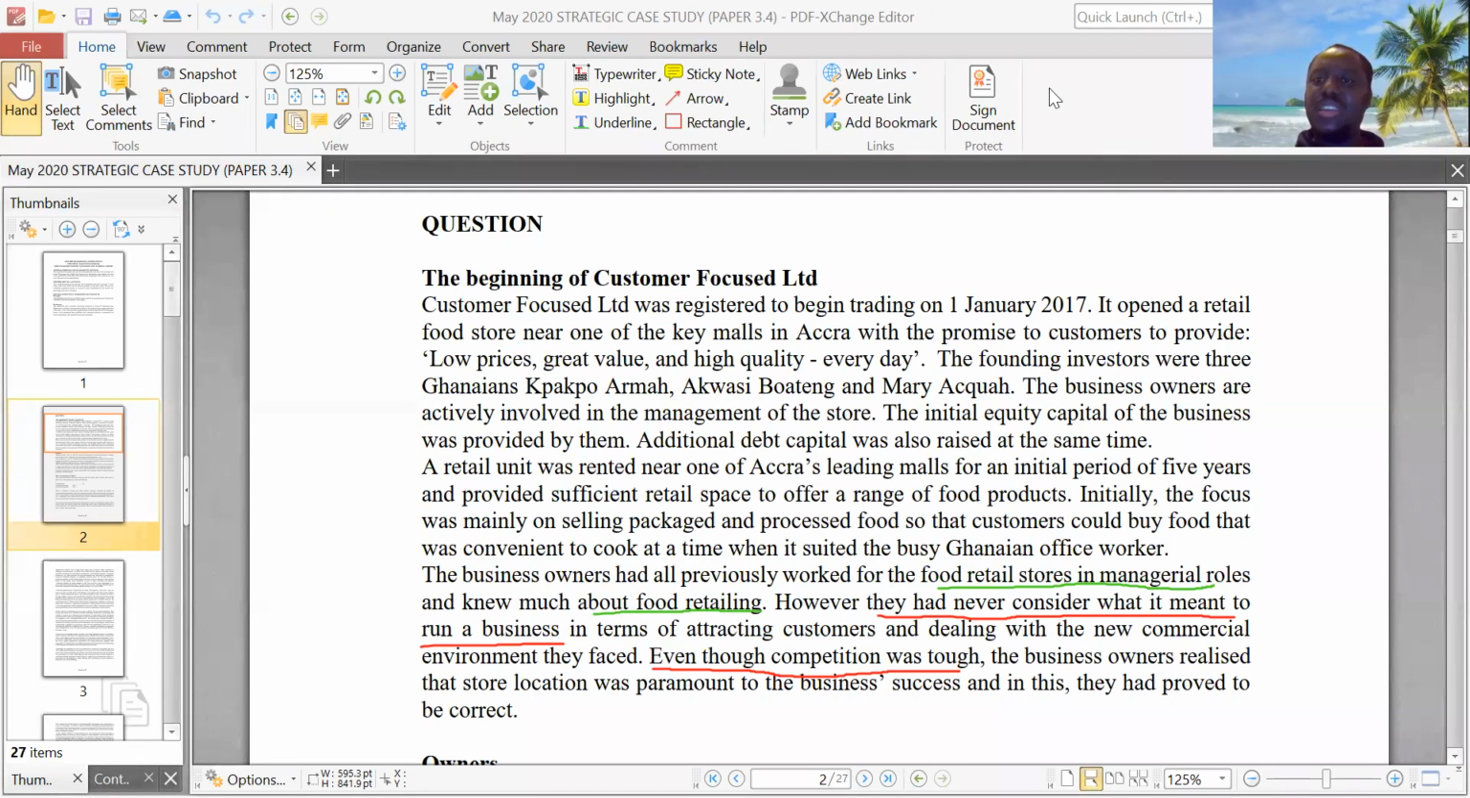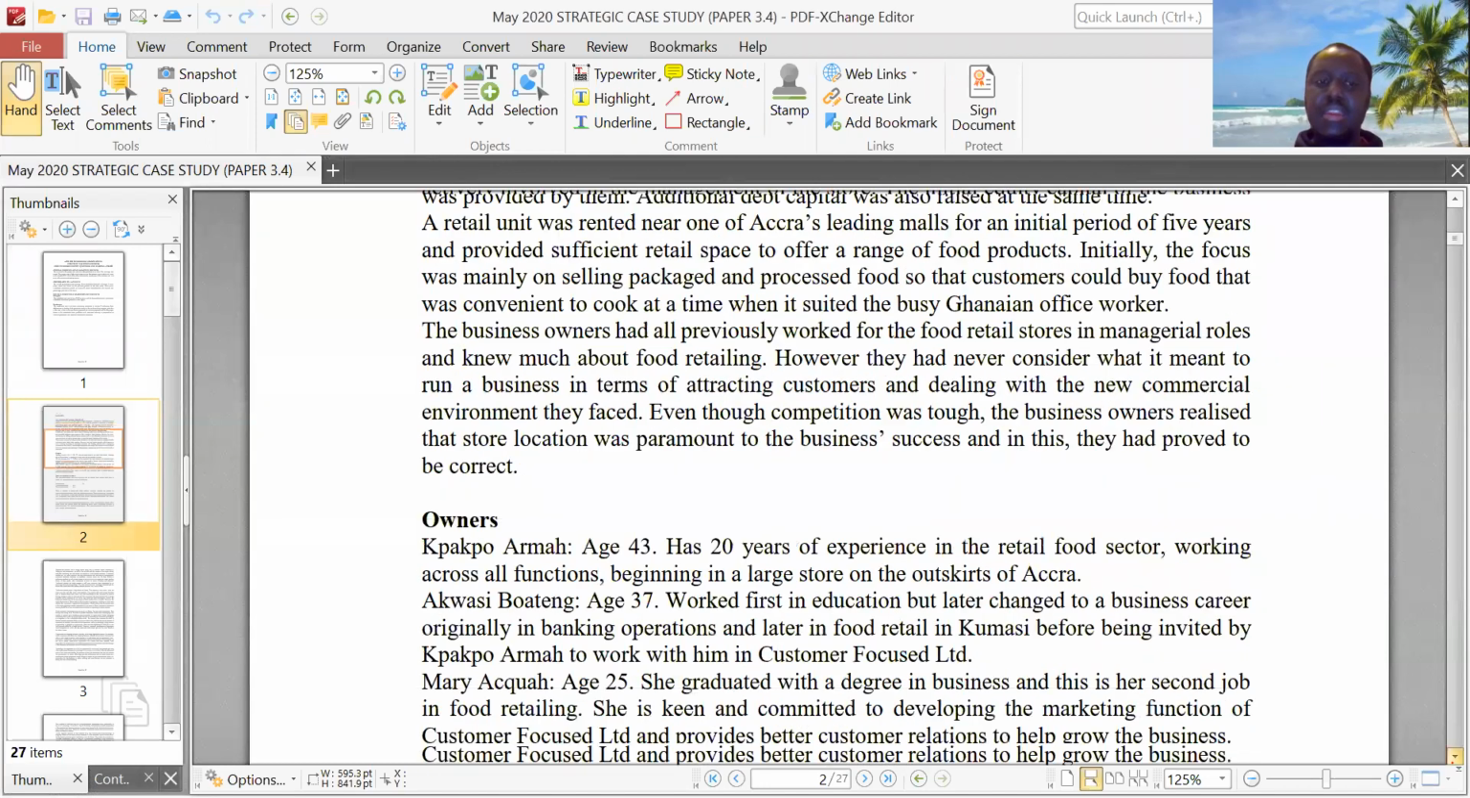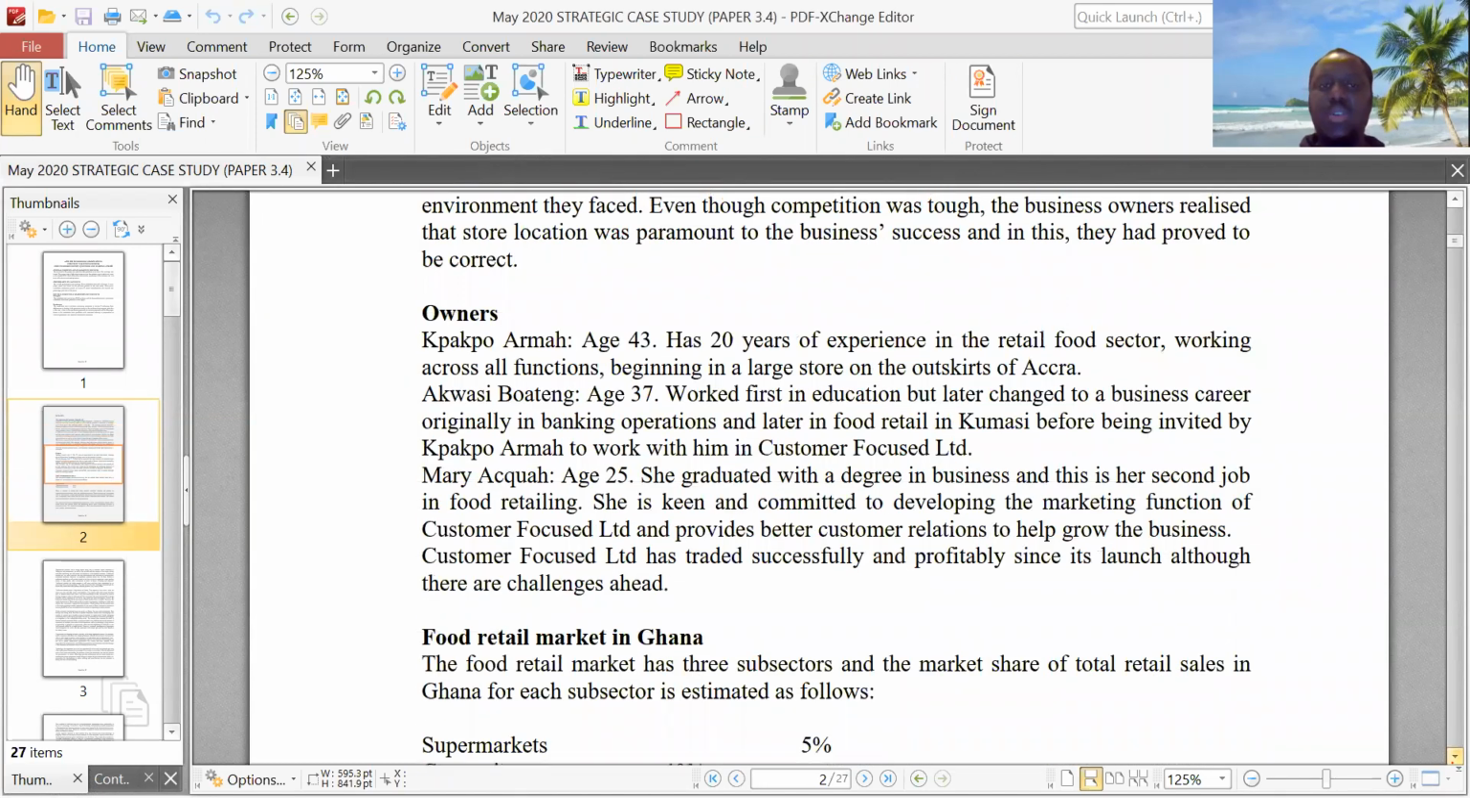So let's move on, I hope it's quite clear. Let's move on to the next heading. Now, let's talk about the owners. Kpakwama, his age is 43. So here, in this space, I would like you to take note of the experience of the people, the age of the people, and basically the diversity in the team, right? So let's look at Kpakwama first of all.